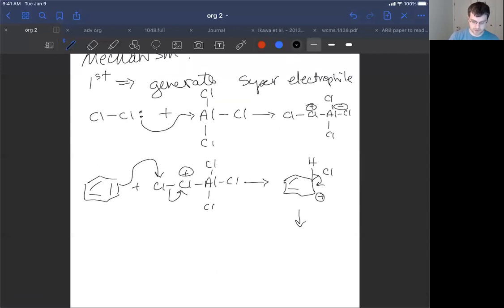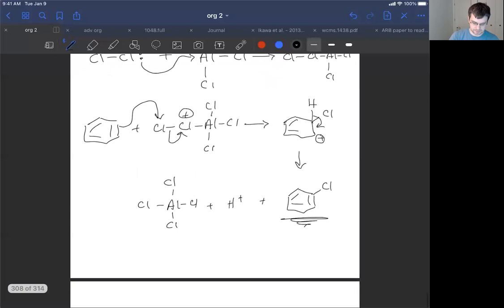So we lose the H plus to give us our final product. Now that H plus AlCl4 minus is going to break down to form HCl and aluminum trichloride. Aluminum trichloride, that's our catalyst. Our catalyst has been regenerated.